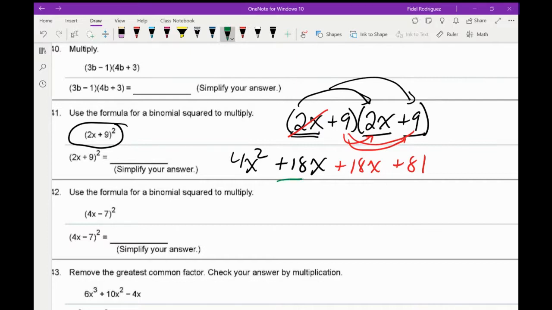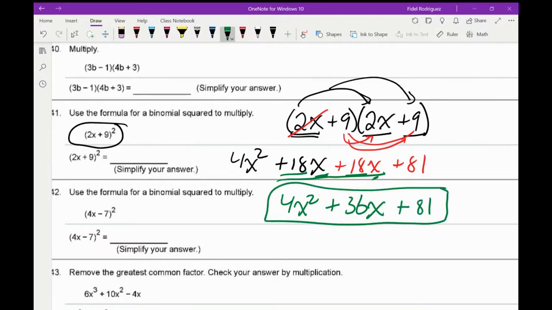And remember what I said, guys, when we're going to combine terms, the only thing we're doing is combining the numbers in front. We're not changing the x's. So 18 and 18 is 36x. And then 81, and we got it. And guys, by the way, you would do this one exactly the same way. You would just write it out two times. You just write it out twice.